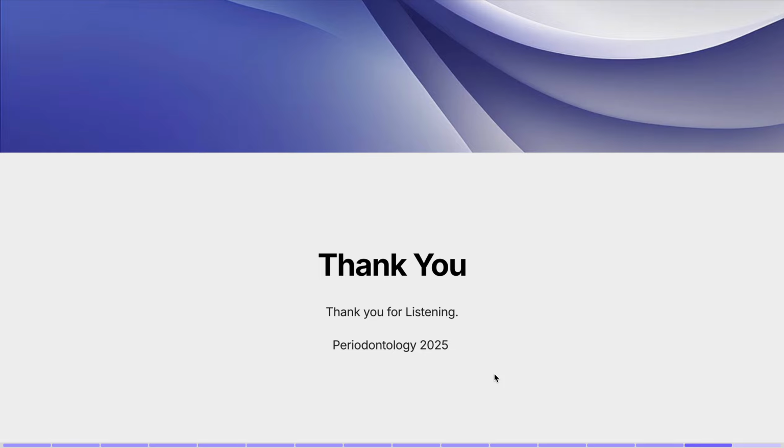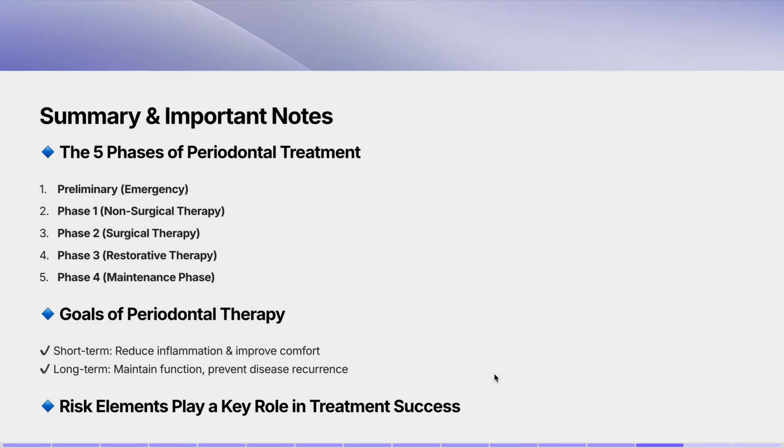In summary, I would also add that periodontal treatment follows a structured plan, beginning with emergency care and progressing through non-surgical and surgical interventions, restoration, and lifelong maintenance. Understanding risk factors helps us predict and prevent disease recurrence, and so on.